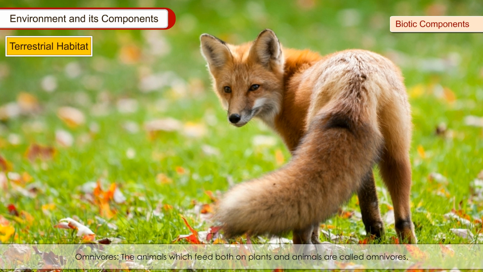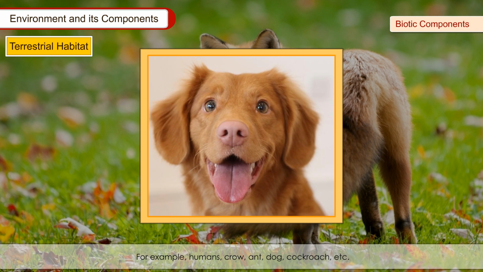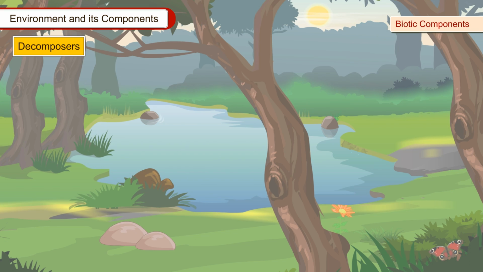Omnivores. The animals which feed both on plants and animals are called omnivores. For example, humans, crow, ant, dog, cockroach, etc.